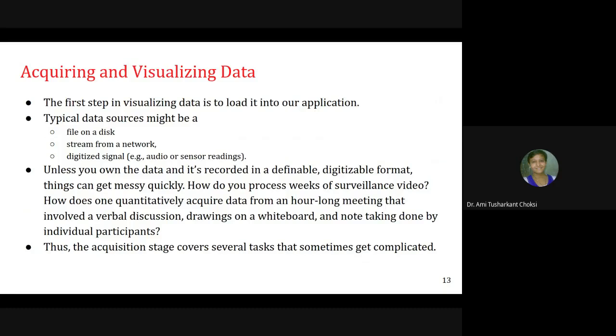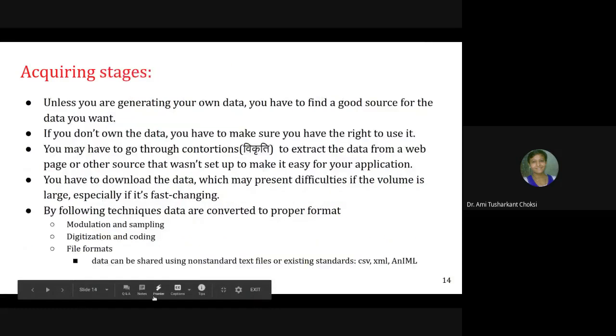Hours long meetings, say a lecture or a meeting with your class, may be hours long. Some drawings can be on the whiteboard, say while teaching we make some drawings and show you these things, and then there is how the people have taken notes of it. All these things we need to acquire, and we need to do some steps to get it in proper format, fine. We have to do the process.